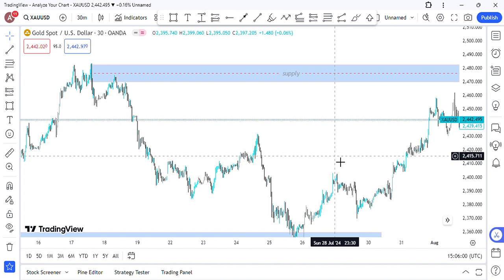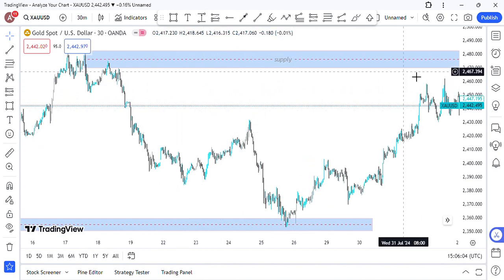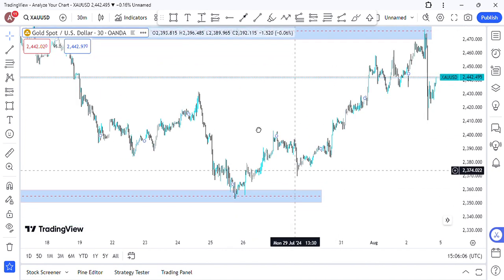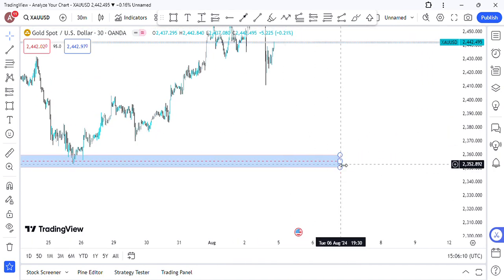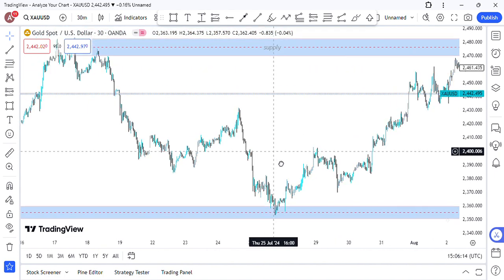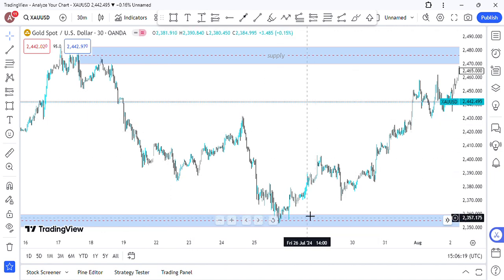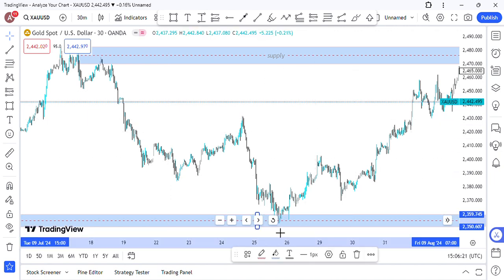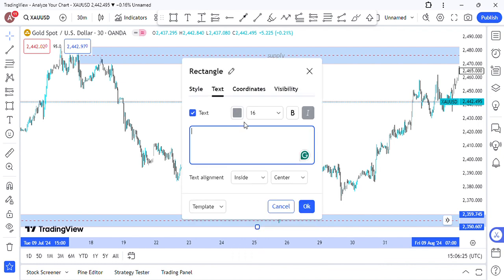Some of us don't really know how to highlight these points. A supply zone is a zone where market started falling drastically, aggressively, and a demand zone is where market started rising aggressively. So we've been able to highlight our points. So this is our demand.